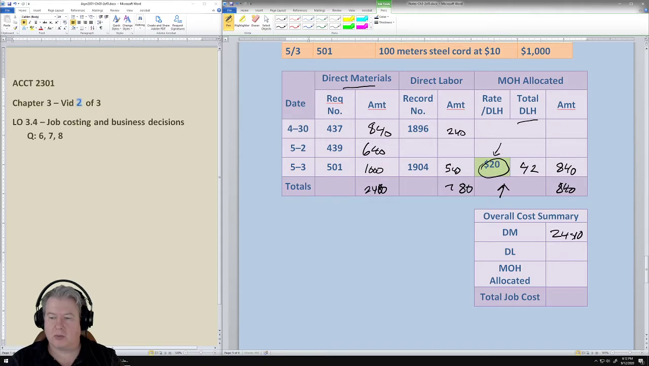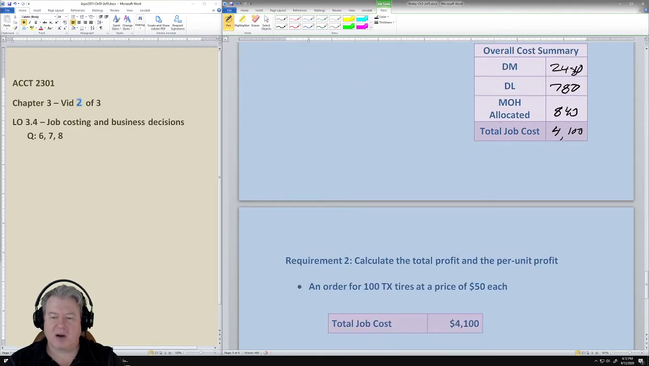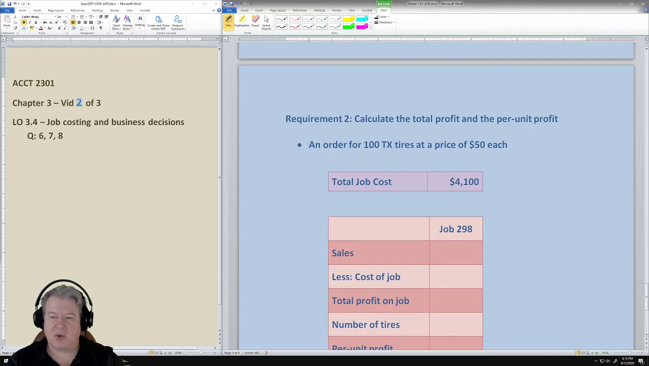And if we wanted to do the overall cost summary, we'd just pull those numbers down. 2480, 780, and 840. We would add those up, and our total job cost, even though it was a bunch of different numbers in a bunch of different places, we still come up with the same process. Figure out our rate, apply the rate, add up the materials and the labor, and then figure out the manufacturing overhead. So 4,100.